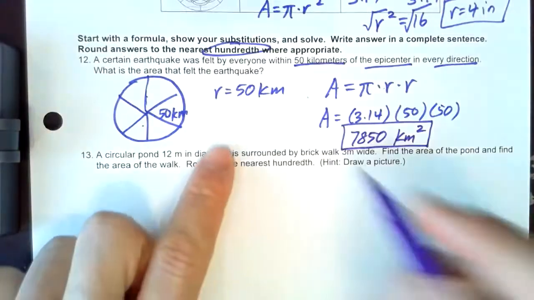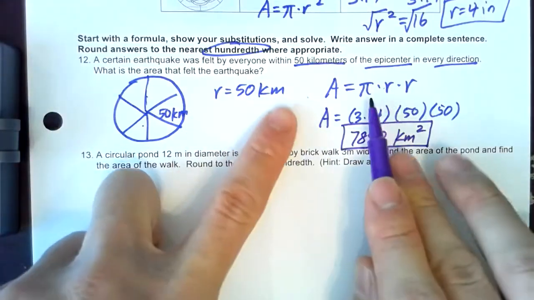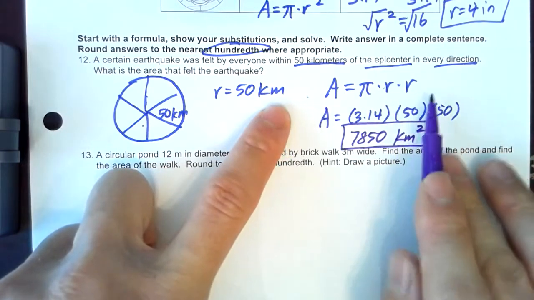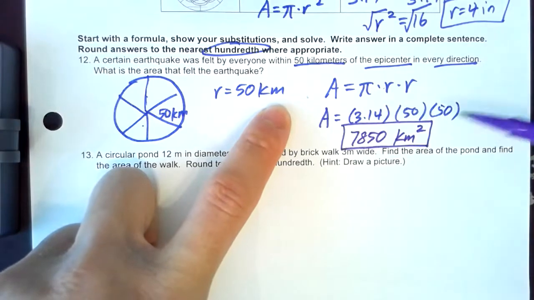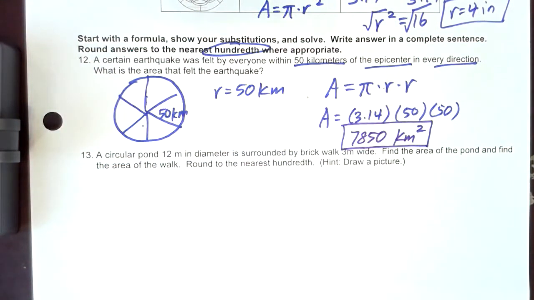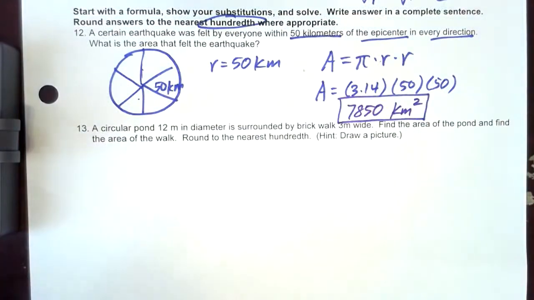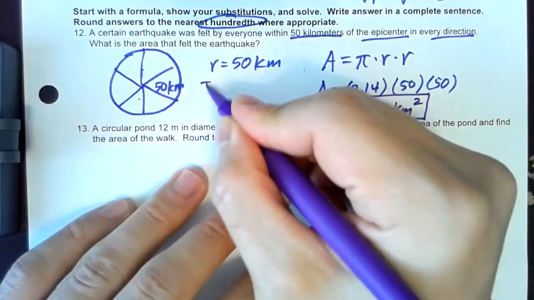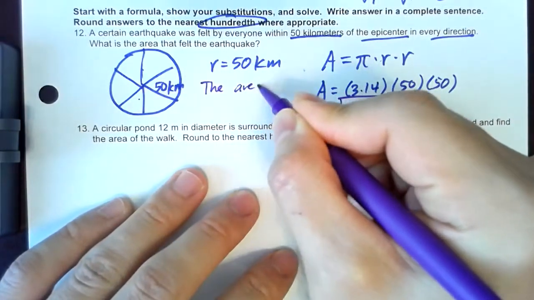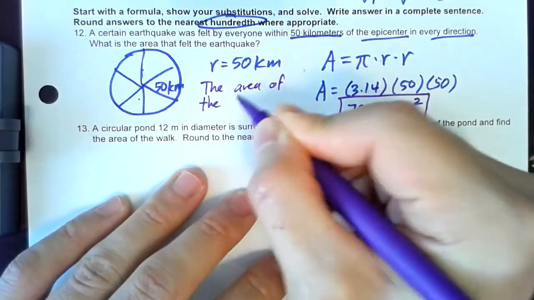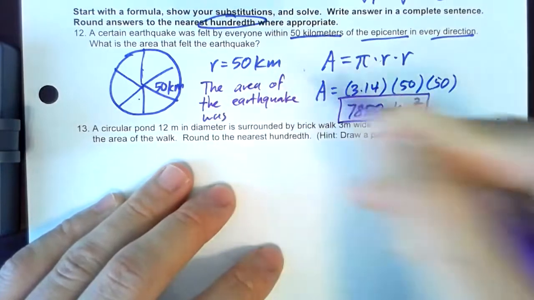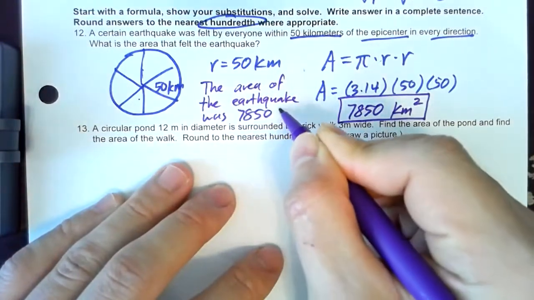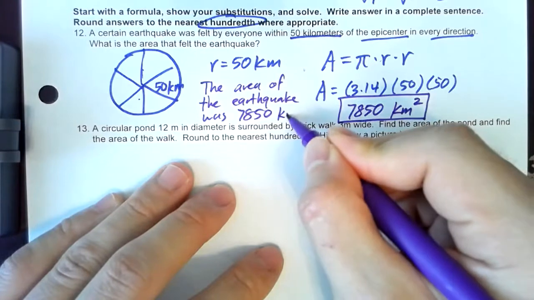Okay, so really, class, it's not that bad, right? If you're given the radius, all you have to do is plug it into the formula. Obviously, we know that pi is 3.14, and this calculation is all done by a calculator. So you just have to set up the problem, and you would say the area of the earthquake was 7,850 kilometers.